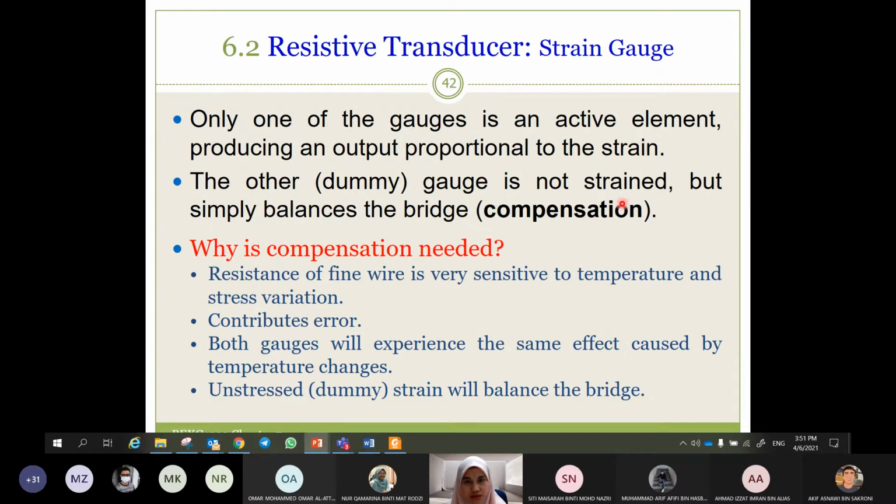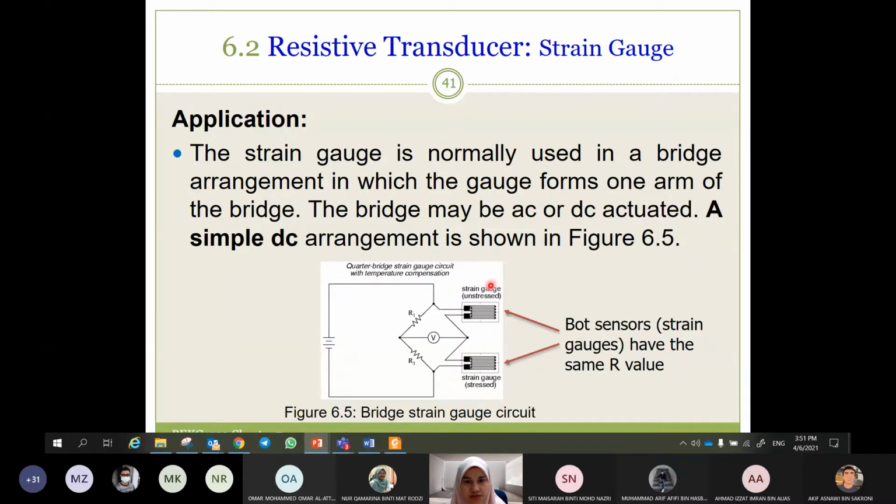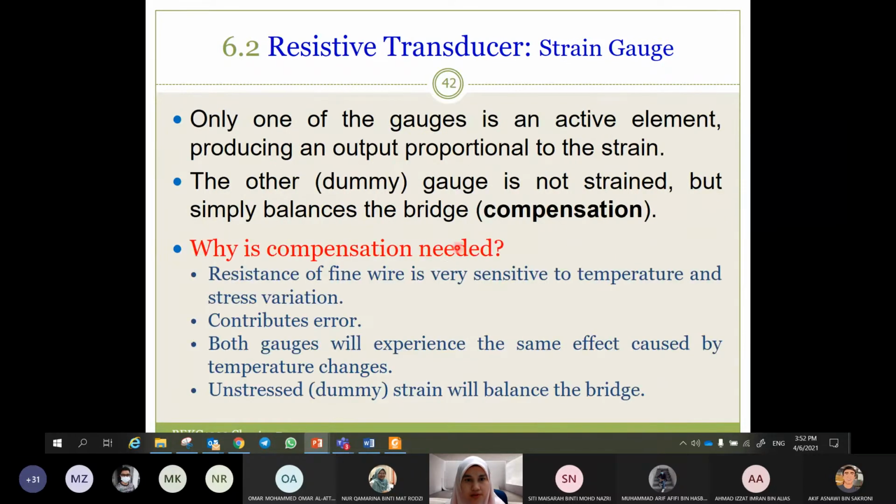The other gauge is not under strain but simply balances the bridge. So one is under stress, the other one is for reference or dummy to balance the bridge.